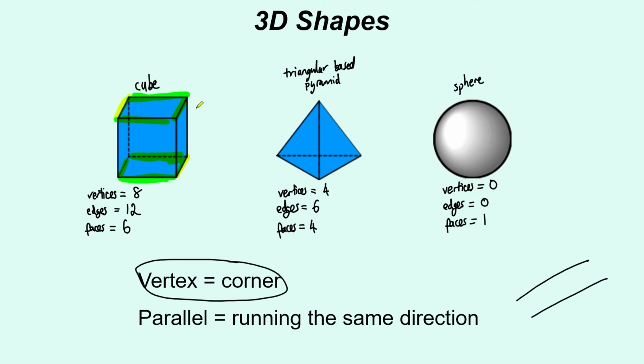So that's some of the different properties that three-dimensional shapes have. Hopefully you found that useful.